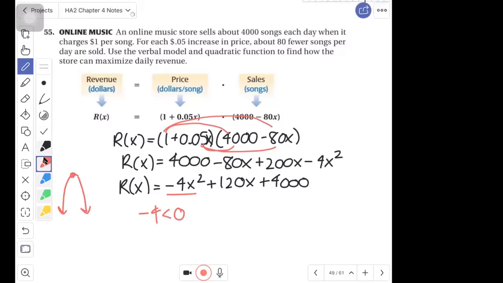So the revenue of this store is being represented by this quadratic. To get them to maximize their daily revenue, which is this function, we would need to find that vertex because we know it's the max that will maximize their daily revenue. So how do we find the vertex?